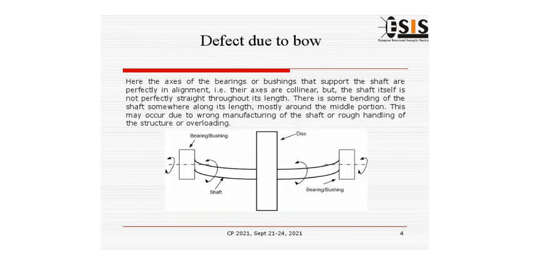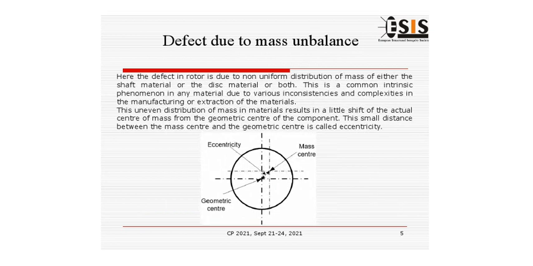Rotor defect due to bow. Here, although the axes of the bearings are perfectly in alignment, the shaft itself is not perfectly straight throughout its length. There is some bending of the shaft somewhere along its length. Rotor defect due to mass unbalance. Here, the defect is due to non-uniform distribution of mass of either the shaft material or the disc material or both. This uneven distribution of mass in materials results in a little shift of the actual center of mass from the geometric center of the component, and this shift is called eccentricity.